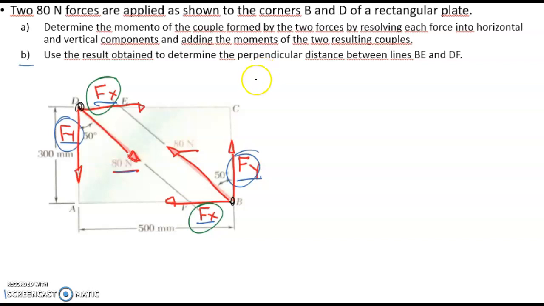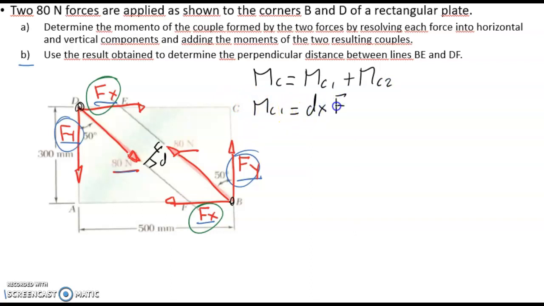So if we know that the moment created by a couple is the perpendicular distance times the force, but we don't have the perpendicular distance, we can split it into forces that we know the distance between each other. And that split is going to look like this: moment of couple 1 plus moment of couple 2, where moment of couple 1 is distance x, force y, and moment of couple 2 is distance y, force x. Now, you don't necessarily have to name couple 1 for the dxfy and couple 2 for dyfx. You can name it as you wish. For example, couple 1 could be dyfx and couple 2 dxfy. However, I like to use this notation.